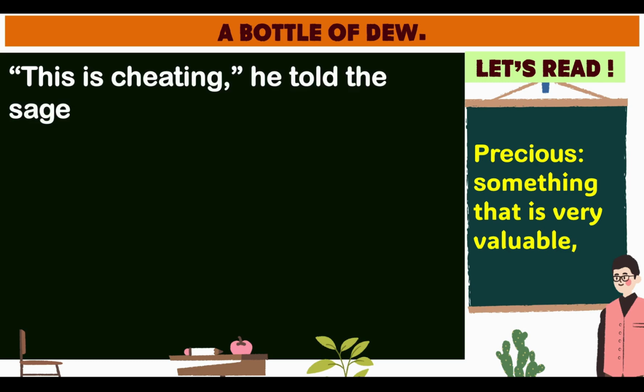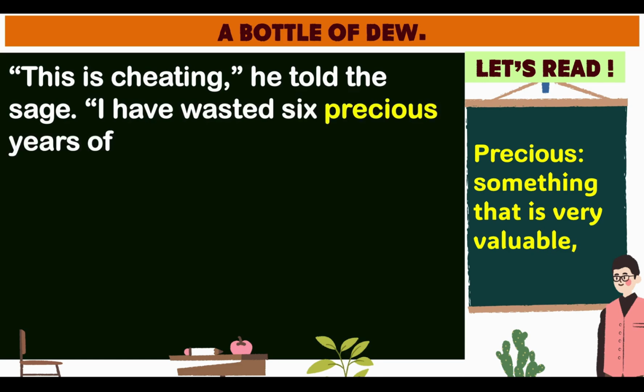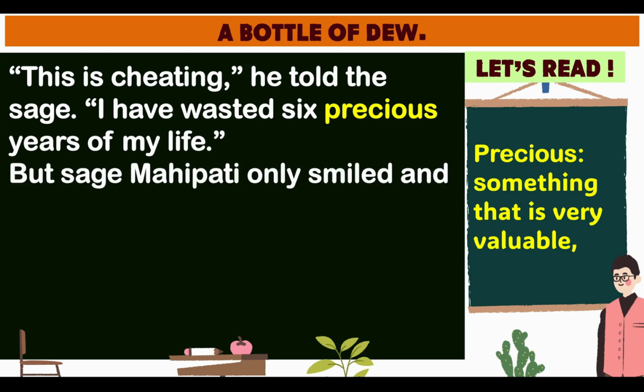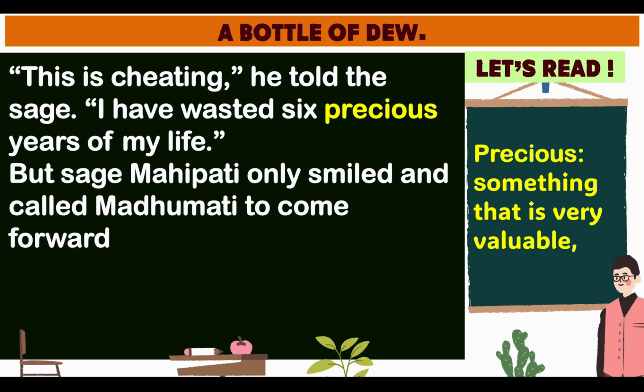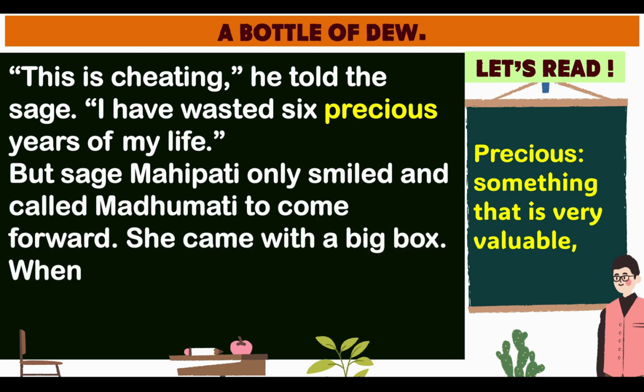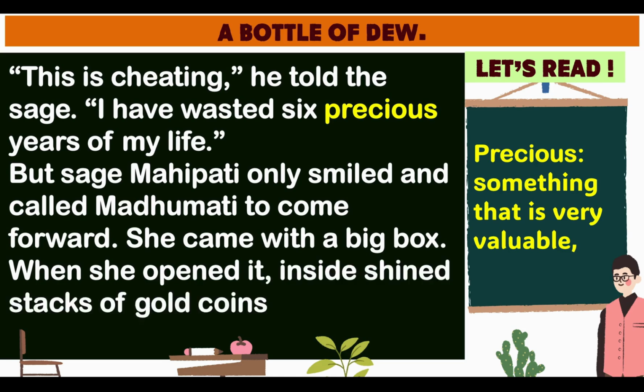"This is cheating," he told the sage. "I have wasted 6 precious years of my life." But sage Mahipati only smiled and called Madhumati to come forward. She came with a big box. When she opened it, inside shined stacks of gold coins. Right? Precious is something most valuable, and stacks of gold coins means piles and piles, right?